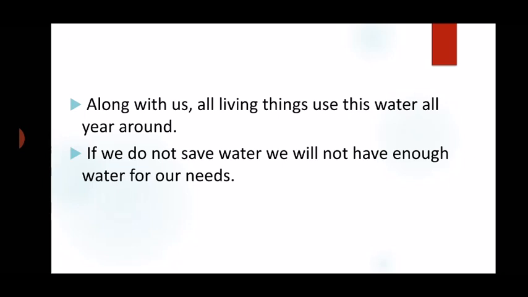Students, we all know that most part of the earth is covered by water, that is, the oceans and the seas. The oceans and seas have a lot of water, but the water in the oceans and seas is salty. We cannot drink it. We cannot bathe in it. We cannot water crops or use it in factories. So, the water in the oceans and seas is not useful to us directly. That is why we have to save water.